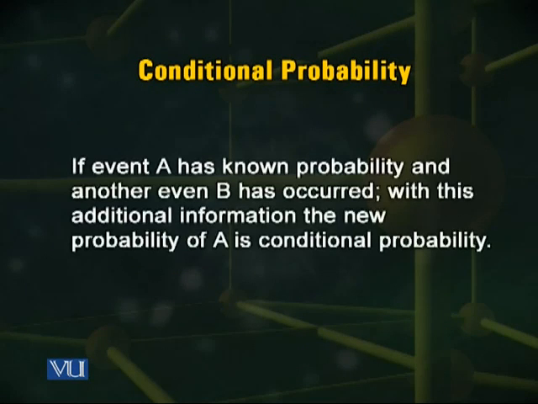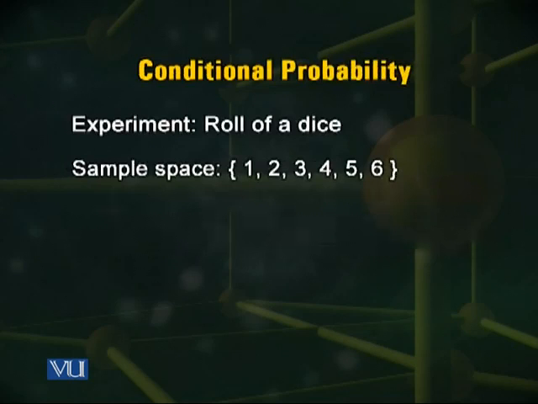So if there is an event A and you know its probability, and then you are told that another event has occurred, the random experiment was performed and the output belongs to that event. With this additional information, can you find the new probability of A? That is conditional probability. Let's take an interesting example.